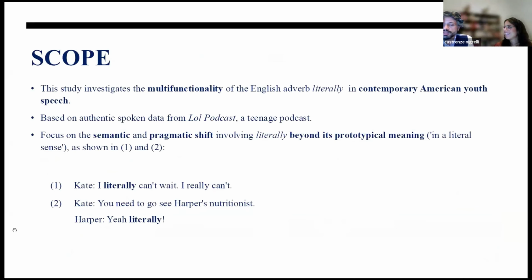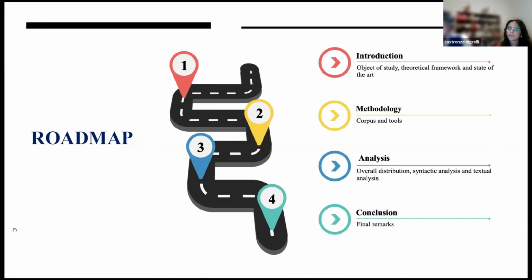So the aim of the study is to investigate with both a qualitative and a quantitative perspective the multifunctionality of the English adverb literally in present-day American youth speech, in order to better understand the ongoing syntactic and pragmatic changes involving this adverb. Drawing from authentic spoken data taken from a teenage podcast, the analysis explores how literally is used beyond its prototypical literal meaning, that is, in a literal sense, as in examples 1 and 2. Here you have the roadmap of the talk.